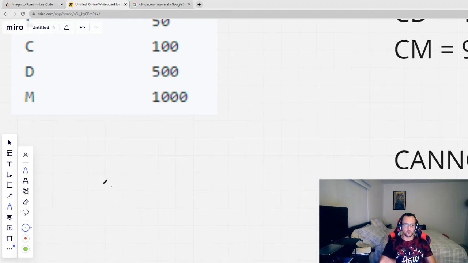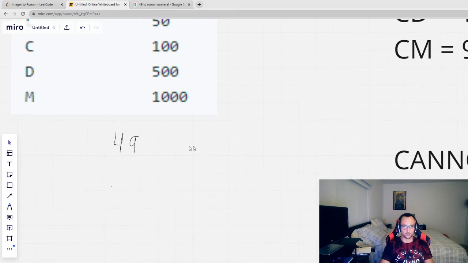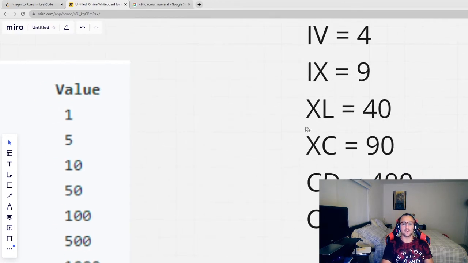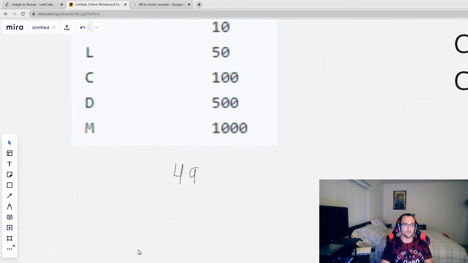So let me give you an example here real quick. Let's say, for example, we have the number 49. That's the number we have to represent. So what is the largest Roman numeral that we have from this list of choices that I talked about? What is the largest Roman numeral that we can use to represent this? It turns out that that Roman numeral is XL, because XL is equal to 40.